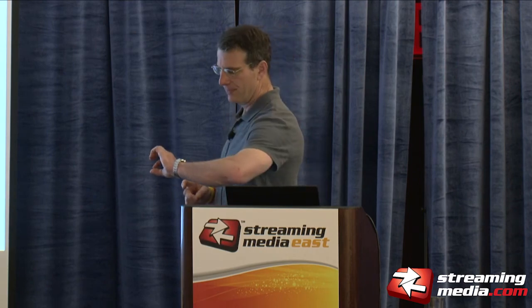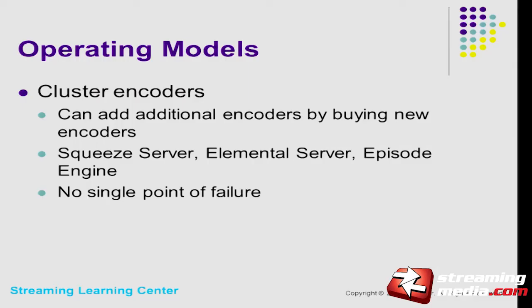Okay, a couple other things to consider when you're looking at pricing is the concept of scalability. What do you do when one encoder isn't enough? What does it cost you? So some of these encoders, like Squeeze Server, Elemental Server, and Episode Engine, are cluster encoders. You buy a bunch of them. There's no server. They distribute jobs among themselves. There's no single point of failure. If you want to add another system, you just buy another system.